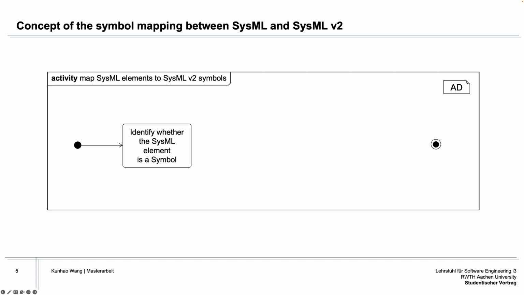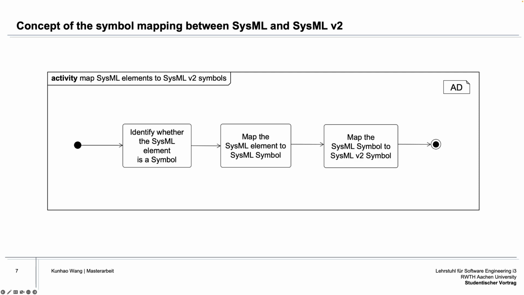In the toolchain, we first need to identify whether the SysML element is a SysML symbol. Then, we map the SysML element that we consider a symbol to a SysML symbol. Finally, we do the mapping between SysML symbols and SysML v2 symbols. After completing this toolchain, we obtain the mapping table between SysML elements and SysML symbols, and a mapping table between SysML symbols and SysML v2 symbols.